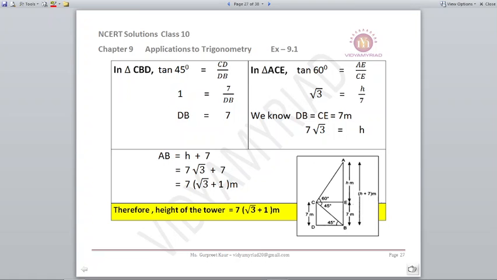Similarly, take another triangle ACE, we have 60 degrees with us. Tan 60 will be equal to AE upon CE. What is CE? CE will be equal to DB, which is 7. So root 3 is equal to h upon 7. So h comes out to be 7 root 3. So what is AB? AB is h plus 7. H is 7 root 3 plus 7. So it comes out to be 7 into (root 3 plus 1) meters.